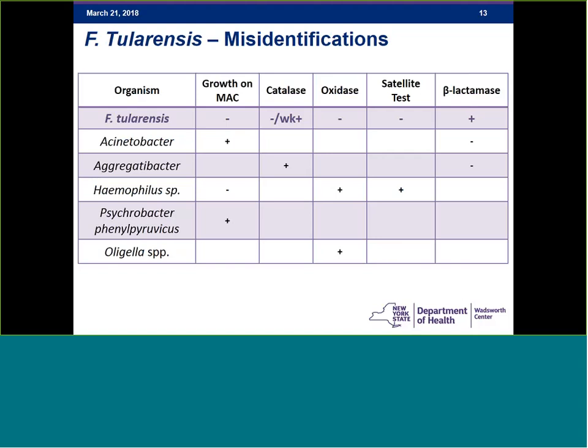There is potential for Francisella tularensis to be misidentified as other organisms that are more routinely isolated in the clinical laboratory. These are some examples of those organisms, along with biochemicals and tests that can be performed to help either rule in or rule out Francisella tularensis.